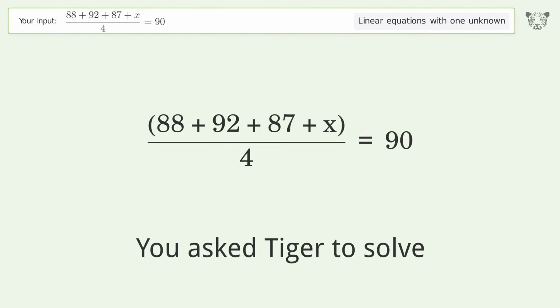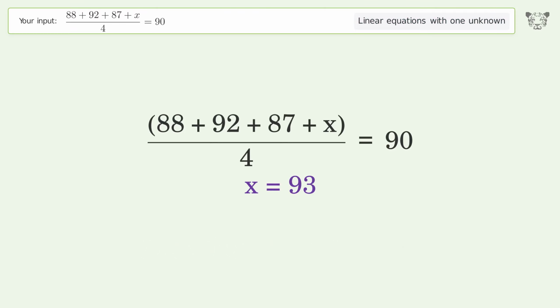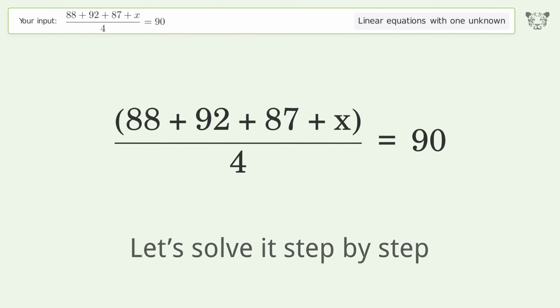You ask Tiger to solve. This deals with linear equations with one unknown. The final result is x equals 93. Let's solve it step by step.